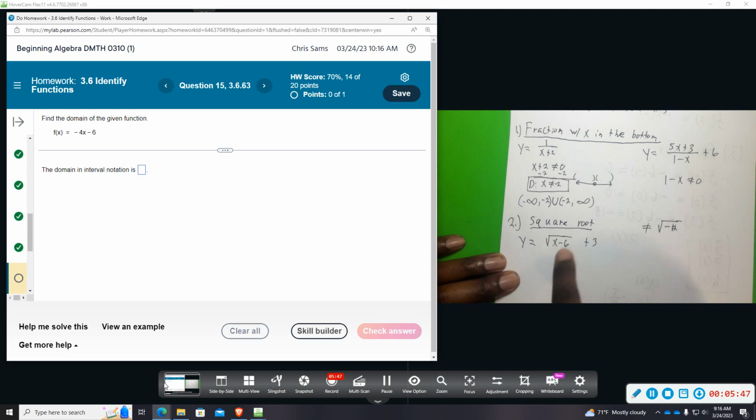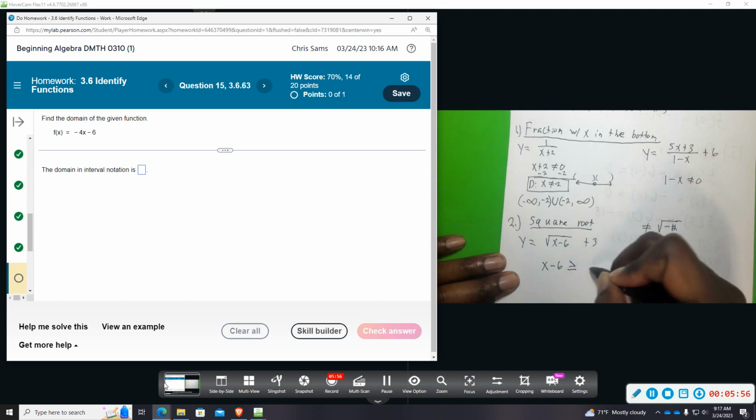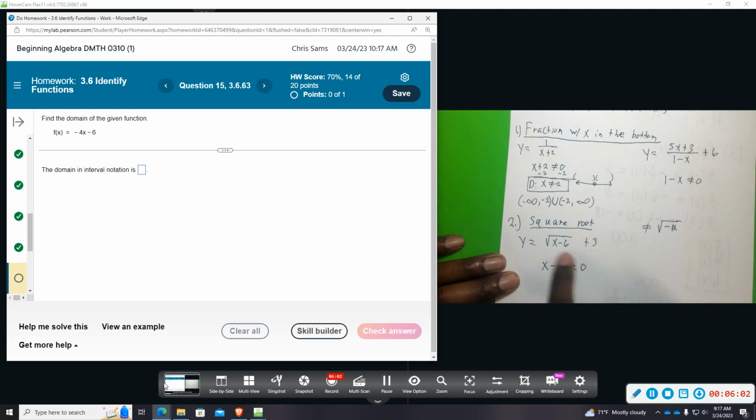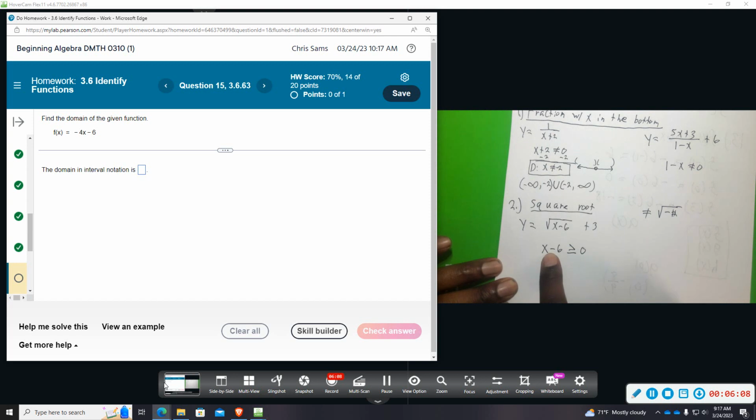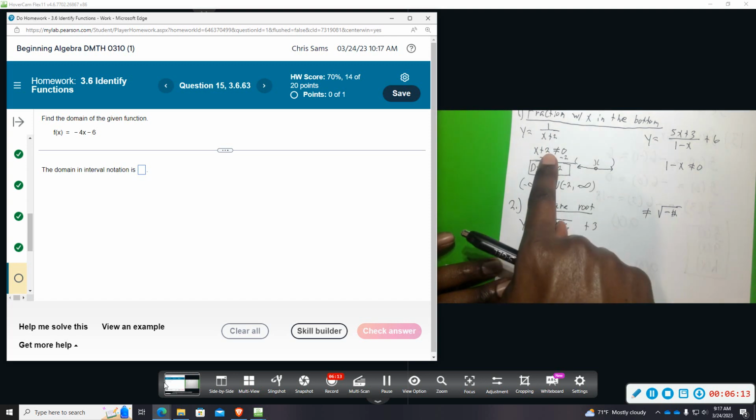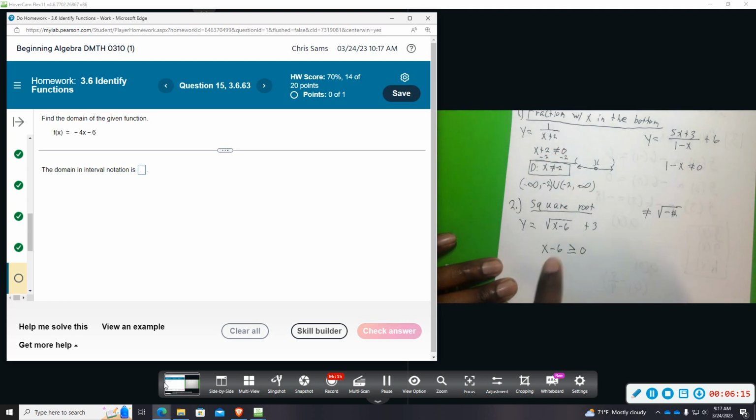So I only focus on what's under the square root, and I say, okay, x minus 6 must be greater than or equal to 0. It can be equal to 0 because the square root of 0 is 0. 0 times 0 is 0. But whatever else is under there, it needs to be positive or 0. So whatever's under the square root, greater than or equal to 0. That's the rule. With the fraction, you have to do not equal to 0. This one, you've got to be greater than or equal to 0 every time you have a square root.